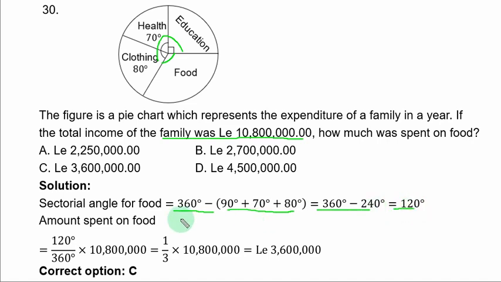Amount spent on food is sectorial angle for food, 120, over total angles, 360, times total amount. That is 1 over 3. If you reduce this, times 10,800,000, that gives 3,600,000 as the amount that was spent on food. C is the correct option.